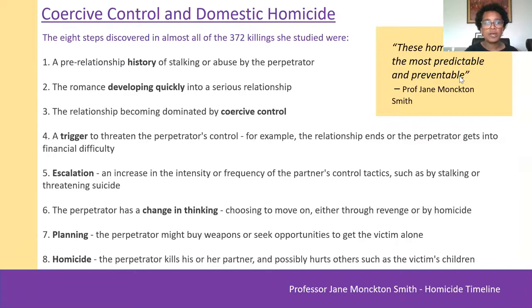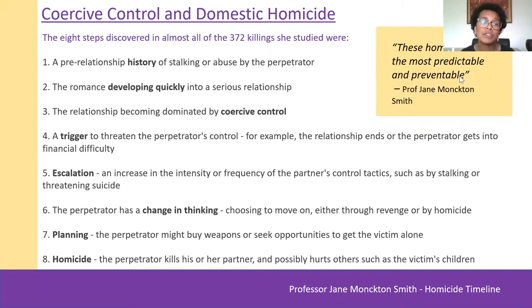Okay, so I'm just going to share what is called the homicide timeline. This was developed by Professor Jane Monckton-Smith, and some of you might be familiar with her work. She did a number of studies looking at this 8-stage pattern that leads to domestic homicide. And one of the key things that she said is that these homicides are the most predictable and the most preventable. So I'm just going to go through a bit of her 8 stages, and I would recommend anyone to go and have a look at that. There's a short YouTube video where she talks through the 8 stages, and it is really, really interesting.